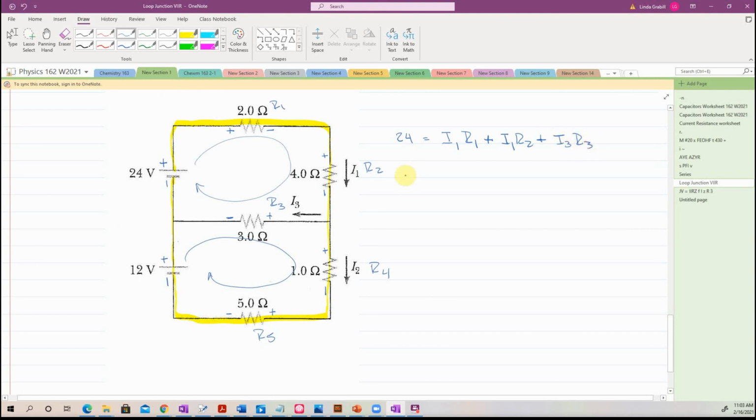And then my other one would be 12 volts equals, let's see, I'm coming out. So remember, I am now going from low to high instead of high to low. So this is going to be a minus sign. So I3, R3. Now across this R4, that is in the high to low, so that's a plus. R4, I2. And then finally, plus R5, I2.